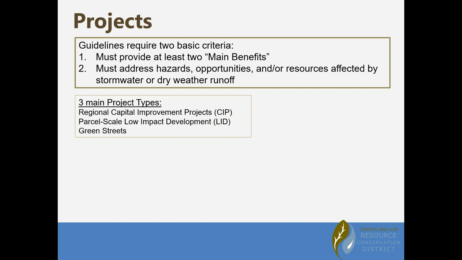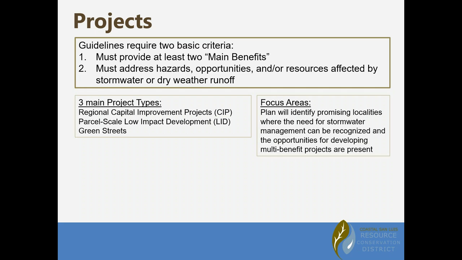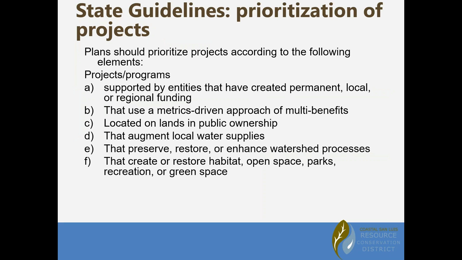And so the guidelines and our consultant team came up with these three main project types. So we have the regional capital improvement project, parcel scale low impact development, and green streets. They also came up with another kind of map set, and that is with the focus areas. So they identified promising localities that could be good opportunities for a stormwater project to be implemented.